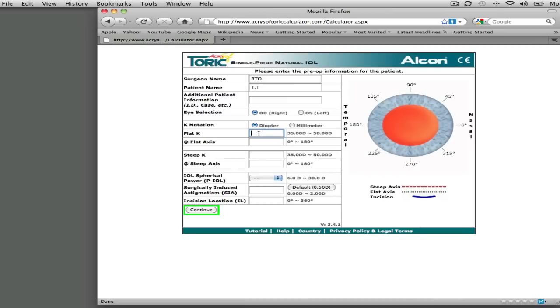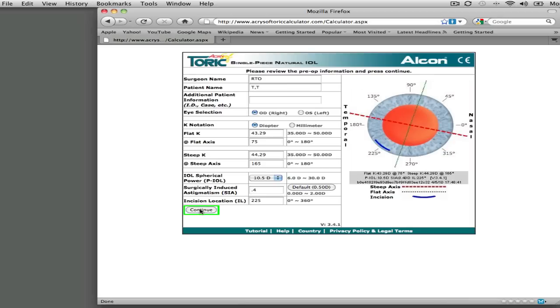The flat K's are 43.29, axis 75. The steep K is 44.29, steep axis 165. And we put in a 10.5 diopter IOL. My surgically induced astigmatism, I use 0.4. And I insert the lens at 225. This is one of my bimanual incision sites. Check everything and click on continue.